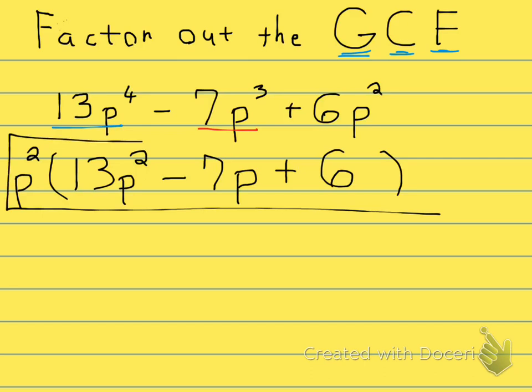We have factored out the GCF. If you want to check it, you could distribute. When you distribute, you should get what you started with.